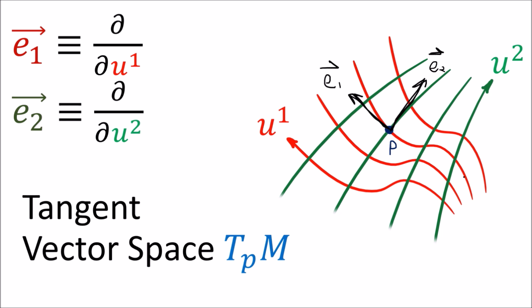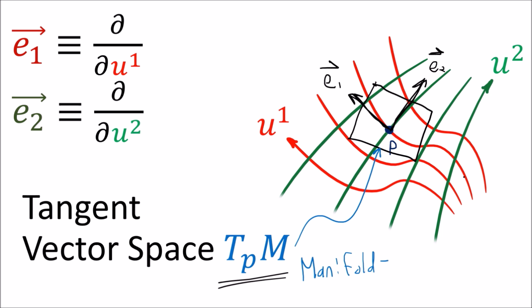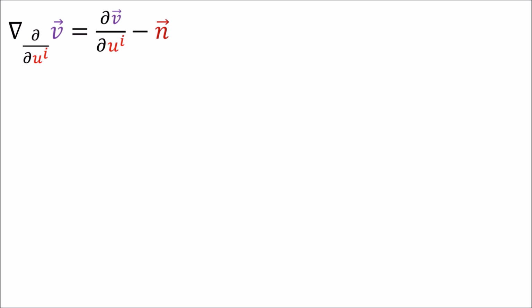So given a curved space M, there's a different tangent vector space, TPM, at every point P on the curved space. And we use M here to stand for the word manifold, and a manifold is basically just another word for a curved space. Okay, so let's start computing a formula for the covariant derivative for intrinsically curved spaces.